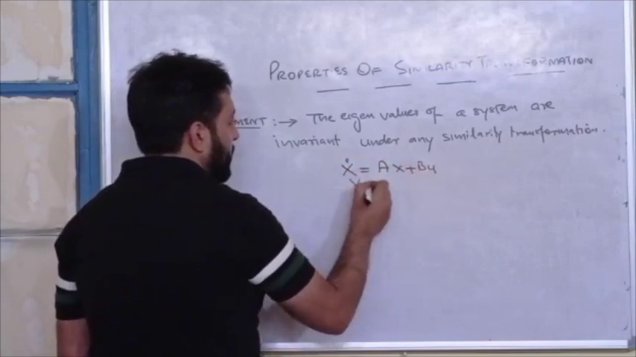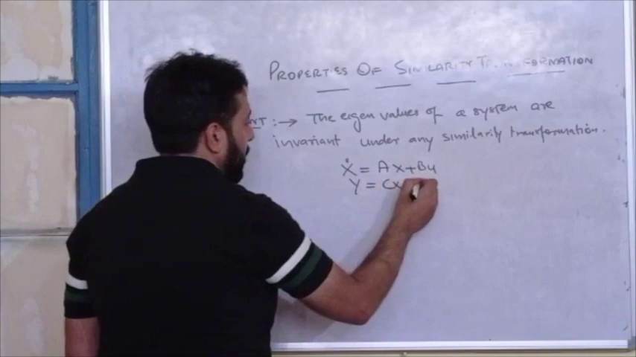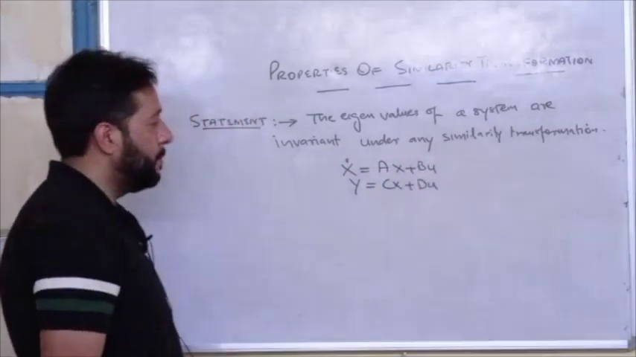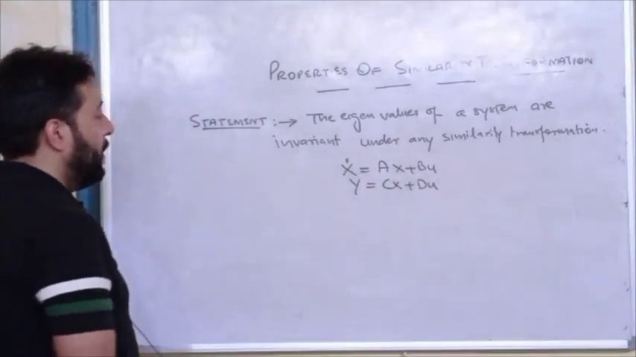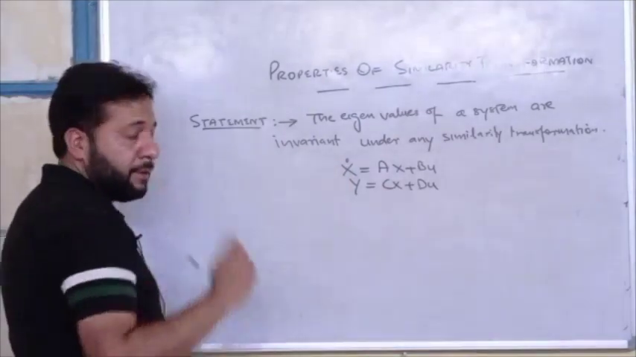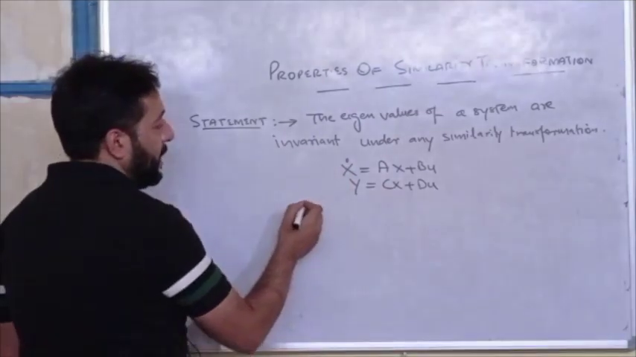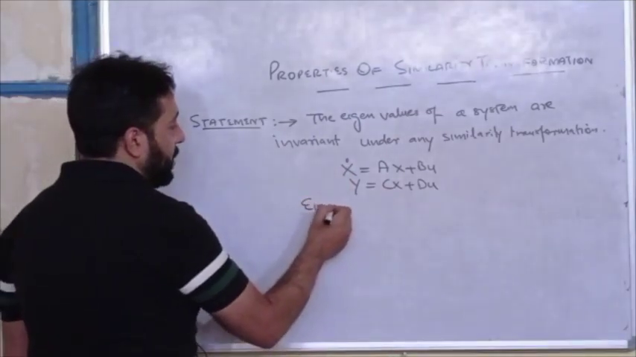y equal to Cx plus Du, है ना। तो इसकी मुझे अगर आइगन वैल्यूज निकालने हैं, how do I get the eigenvalues of the system?